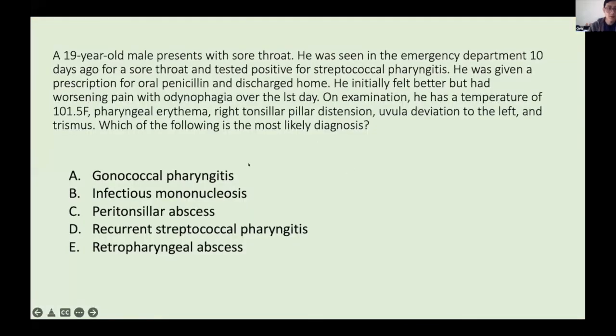So now moving into ENT questions. A 19-year-old male presents with sore throat. He was seen in an emergency room 10 days ago for a sore throat and tested positive for strep pharyngitis. He was given a prescription for oral penicillin and discharged home. He initially felt better, but had worsening pain with odynophagia over the last day. On examination, he has a temperature of 101.5, pharyngeal erythema, right tonsillar pillar distension, uvula deviation to the left, and trismus. Which of the following is the most likely diagnosis?